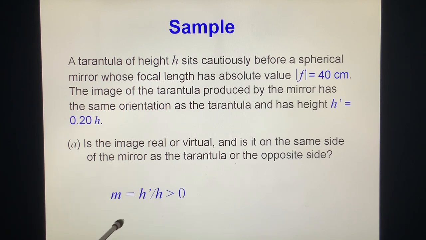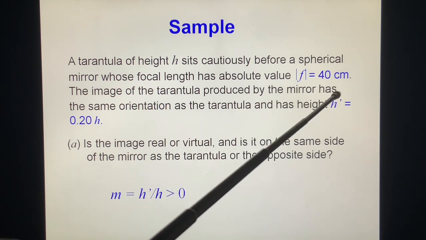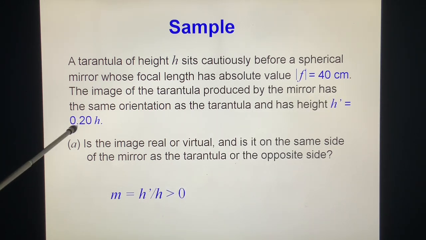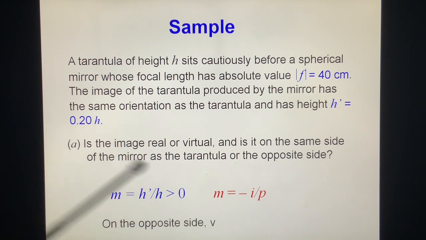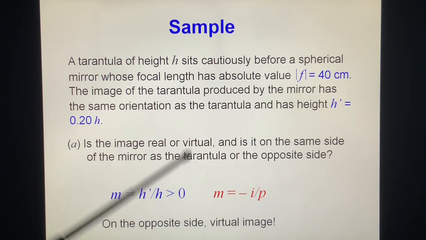Now we look at this one. M equals H prime over H, which is 0.20, larger than zero. And the definition is minus I over P. It's positive, which means I is negative. So I negative means it's on the virtual side, the opposite side, and its orientation is the same.